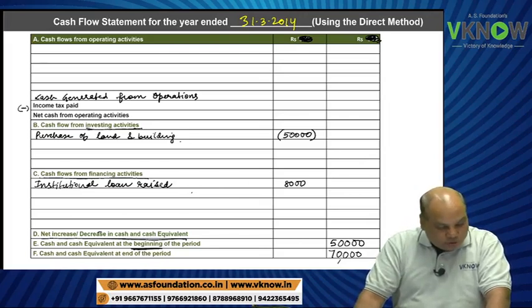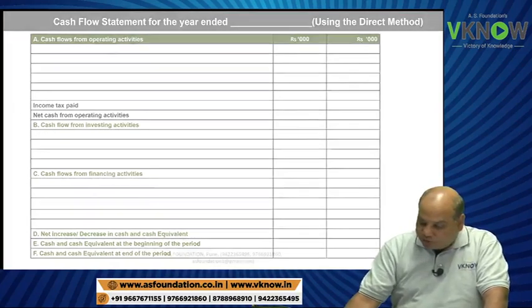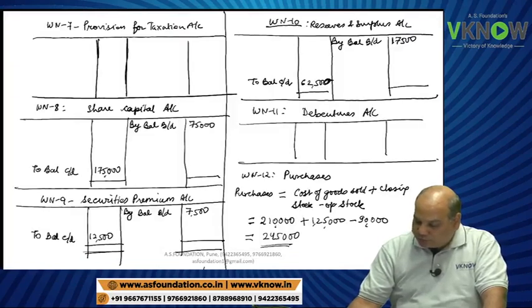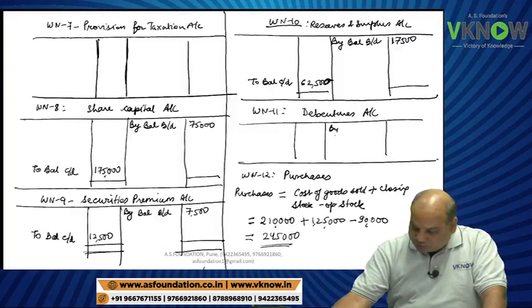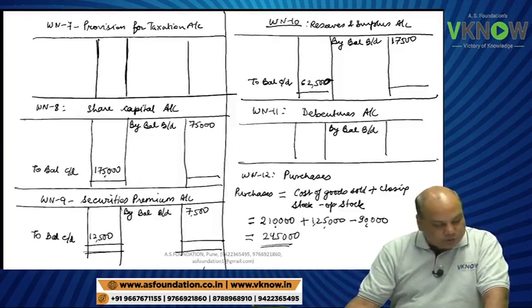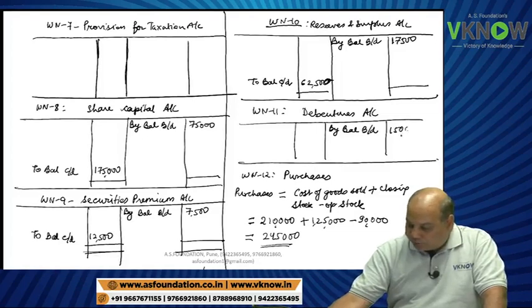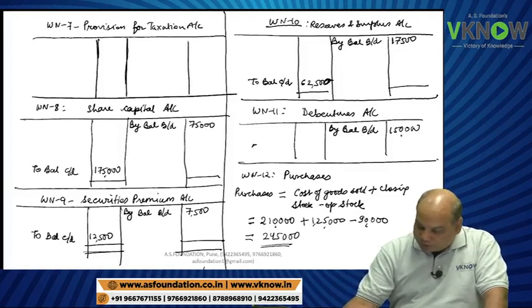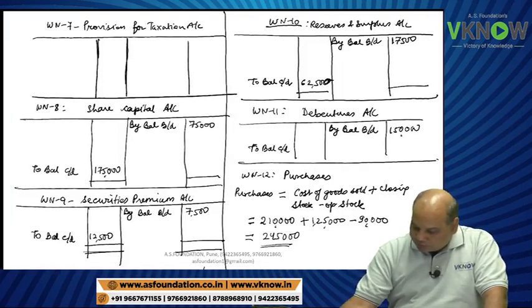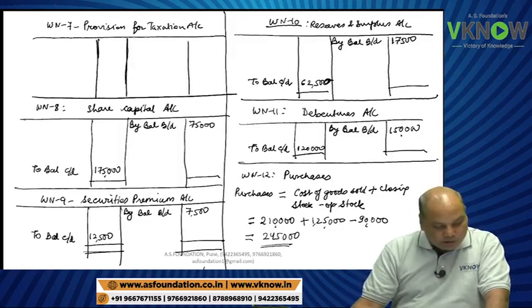Question number 20 is going on. And then the next item is debenture. We have a working note for that. Debenture account, by balance brought down is 1,50,000. To balance carried down is 1,20,000.